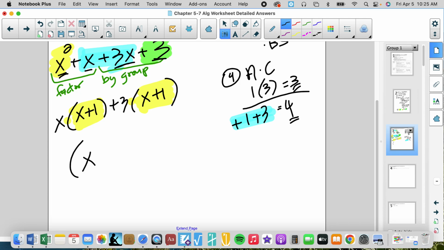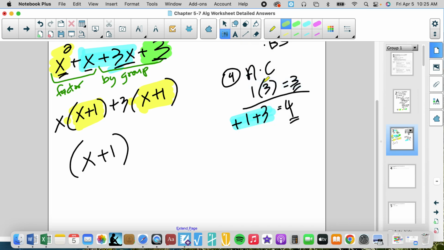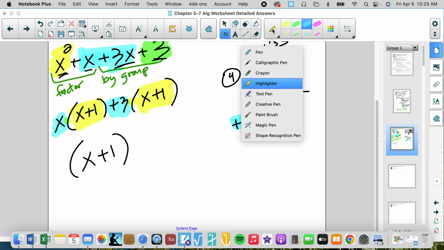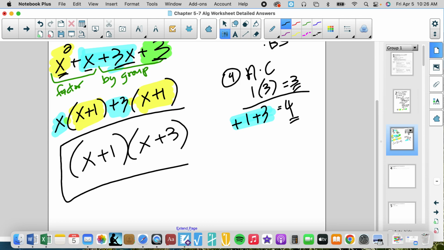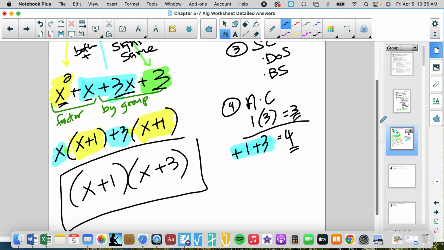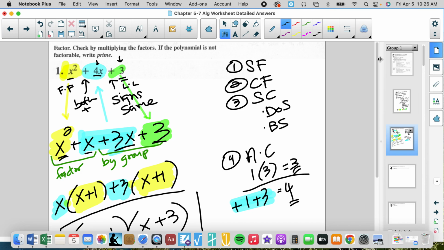So I pull out the x plus 1 and look what I have left. Do you notice what I have left? X plus 3. And so if I pull out that x plus 1, I'm left with x plus 3. And we know that if we multiply this, we get x squared plus 3x plus x plus 3, or x squared plus 4x plus 3. We are able to turn this into a product of two binomials. This is called A times C.